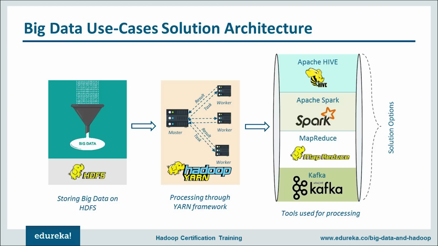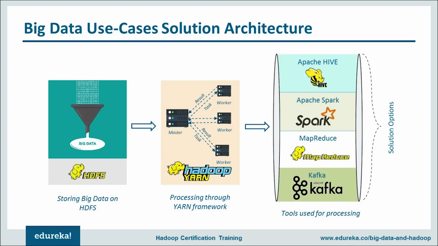So now let's take a look at a big data use solution architecture as a whole. You're dealing with big data now. The first thing that you need to do is dump all that data into HDFS and store it in a distributed way. And the next thing is to process that data so that you can gain insights.